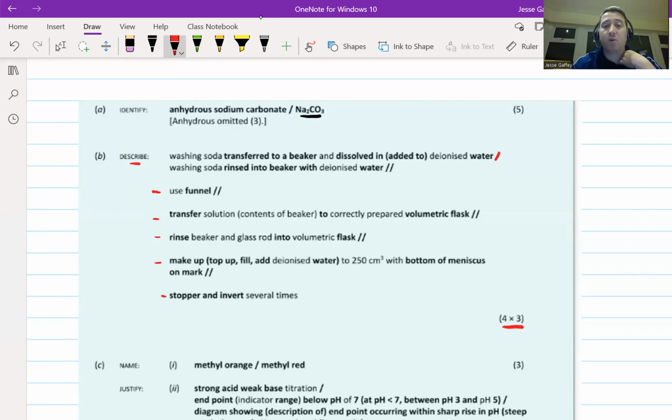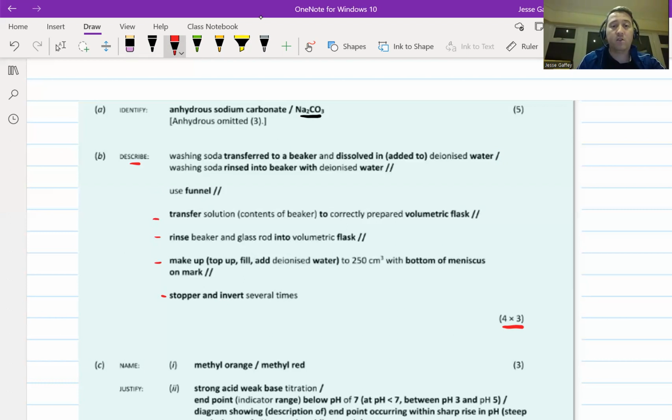What do I typically see most students do wrong when they're describing that? Just not including enough detail, forgetting little bits and pieces. You don't have to have every single word, but you have to have the key details, okay? So first of all, obviously you have to dissolve the crystals. We don't do this straight in the flask. You put it in a beaker first with the deionized water and you mix it to dissolve.